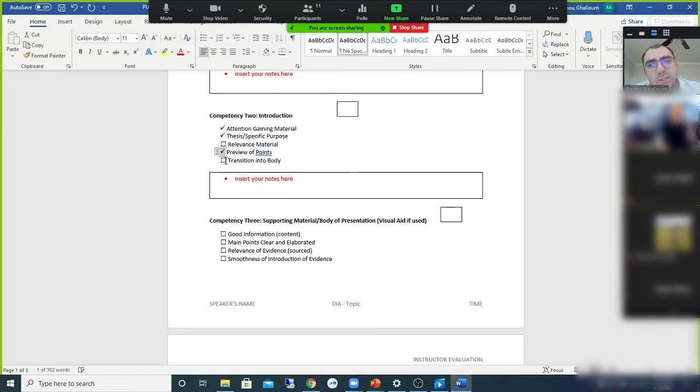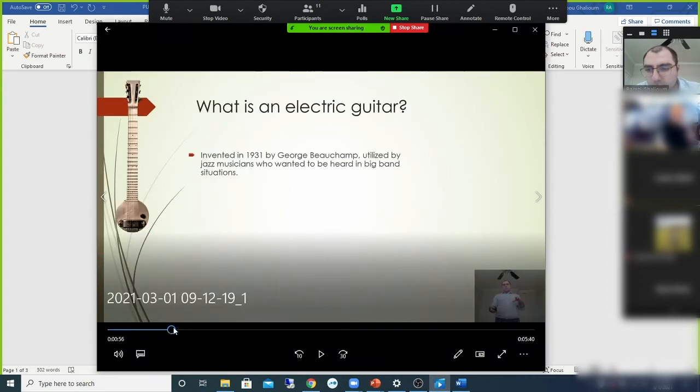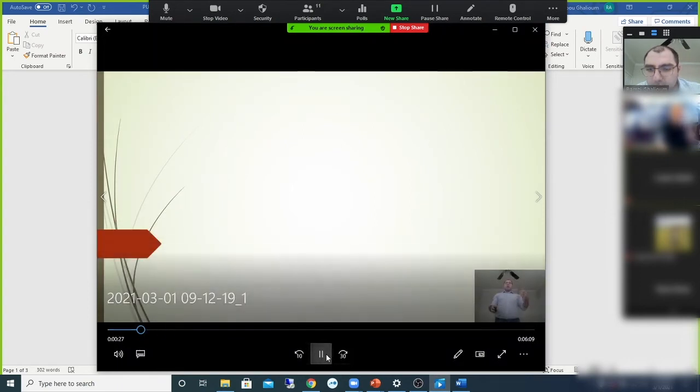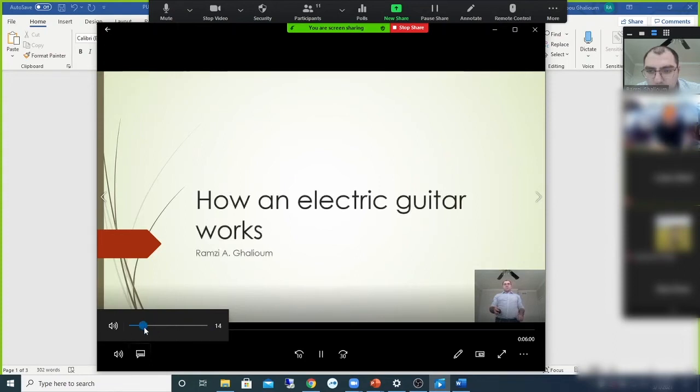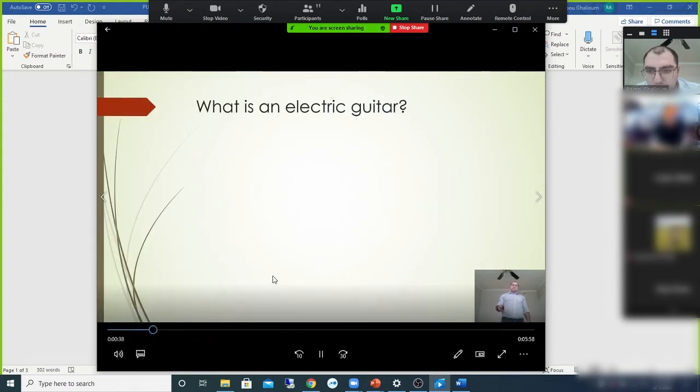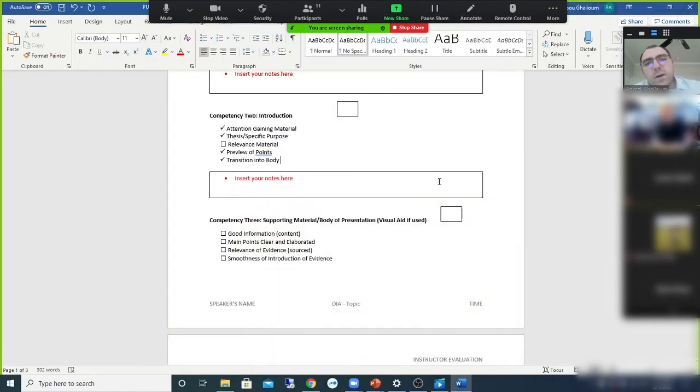I previewed the points, and I had an effective transition into the body. What did I say here? Acoustic guitars and electric guitars. And finally, we're going to take a look at how an electric guitar actually produces a sound. So first of all, let's talk about the history of the electric guitar. There, I transitioned from my introduction into my first main point. That's all that you need.